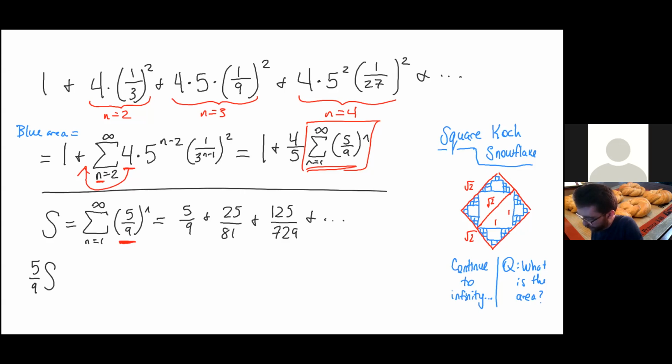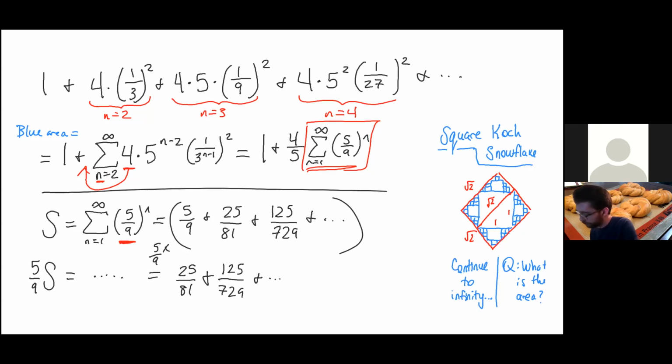5/9 of S would be, okay, I'm not going to write out the sum with the sigma notation, but I'll write it out here. That would be just 5/9 times each of these terms in this sum, right? Okay, so let's write that out. 5/9 times 5/9 is 25 over 81. 5/9 times 25 over 81. Okay, well, let's work that out. 5 times 25 is 125. 9 times 81 is 729. Okay, and I could keep going, but the numbers get really big.